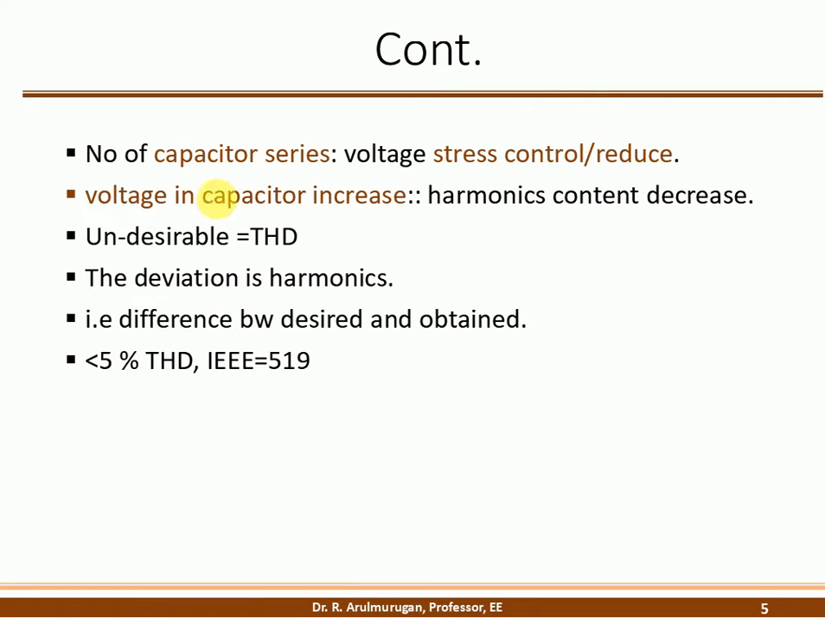Then the deviation is harmonics. If the harmonic level comes, the output waveform deviates. If your harmonic level increases, you can't achieve your desired value. Another point is that your harmonic level should always be less than 5% of the total harmonic distortion. The IEEE standard also suggests it.